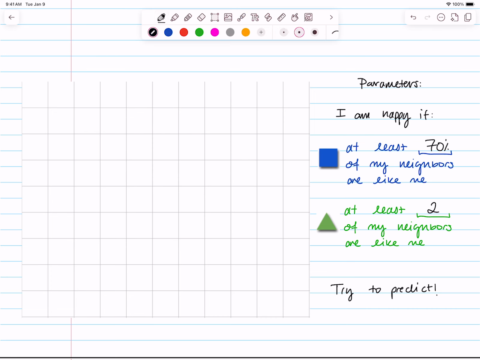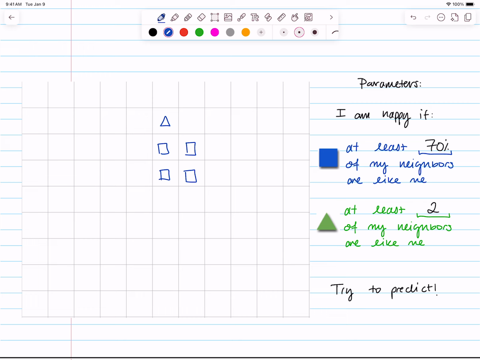So let's see. If we were to put maybe a square here and another square, and let's get a triangle going. Now these squares aren't happy because they want at least 70%. Right now they only have 50% of their neighbors that are like them, so let's give them another little square buddy that gets them 2/3. Still not 70%, so they need yet another one. Okay, 4 squares. Now they are happy.